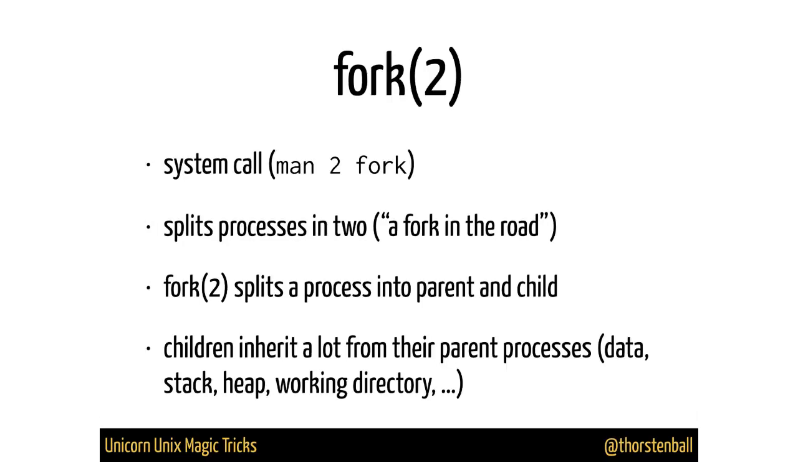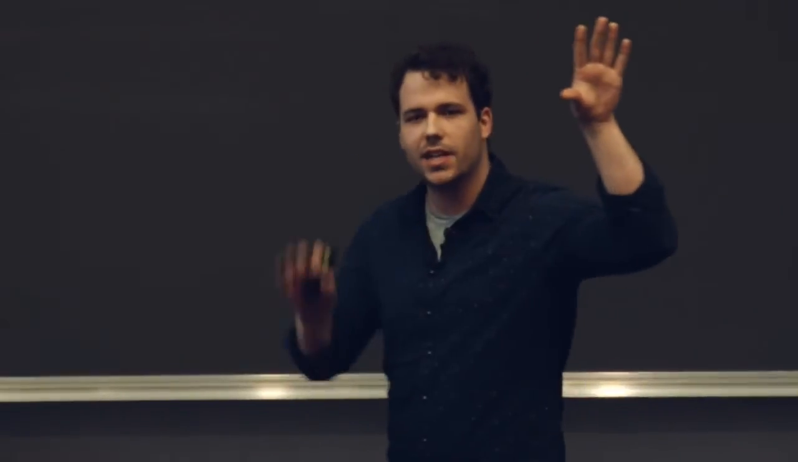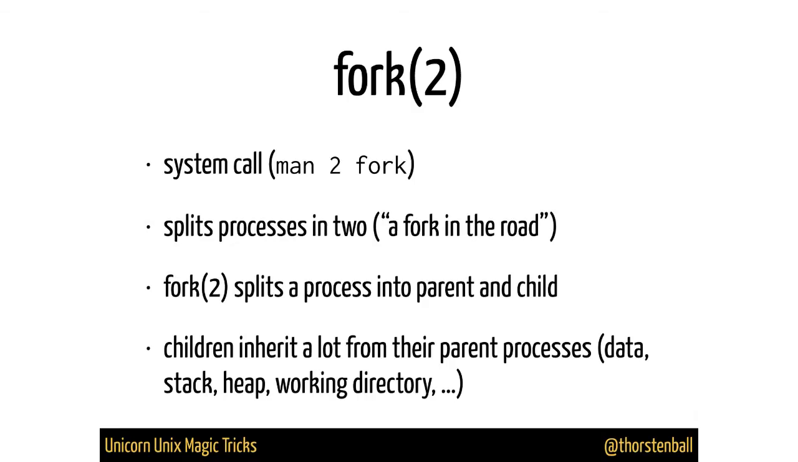And what fork does is, as soon as you call it, the kernel splits your process into 2. You now have a parent process and a child process. And the child process is a nearly exact copy of the parent process. The children inherit a lot from the parent process. They inherit the data, the stack, the heap, the environment, the user ID, the current working directory, and so on.